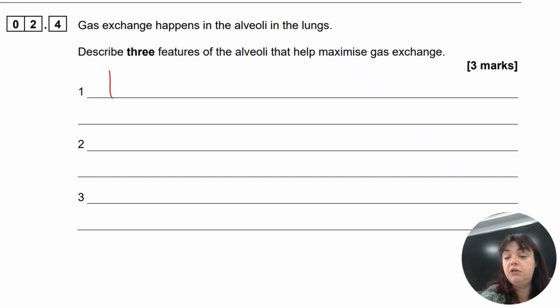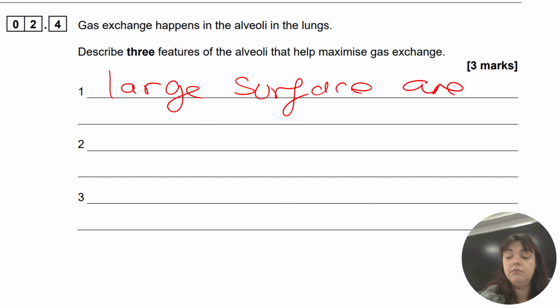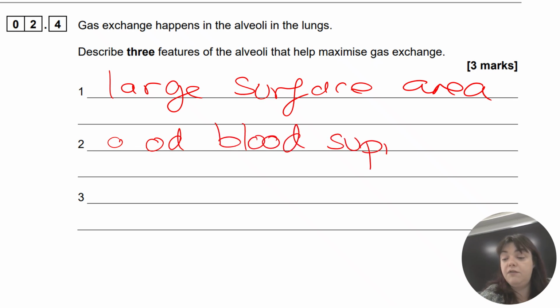So large surface area, obviously. And then we've got good blood supply or large capillary network, many capillaries. From what I've seen in the most recent exam, they are wanting you to mention the word capillaries. Okay, so make sure that you are doing that. All right, so good blood supply, but what we really mean by that is that they have got lots of capillaries or covered in capillaries.